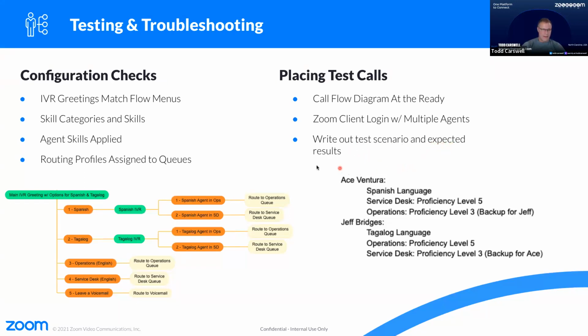Okay. And the first thing we'll test is, we'll dial in to the number for the call flow. I'm going to select option 1. It's going to route me to the Spanish IVR. And then I will select option 1, and it should route me to the operations queue. And I should reach the person that speaks Spanish in the operations queue. Okay. And that is going to be Ace Ventura. He speaks Spanish and he's in the operations queue. Proficiency based is not applicable here.